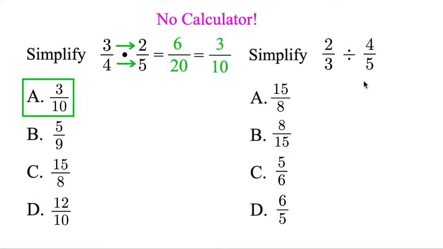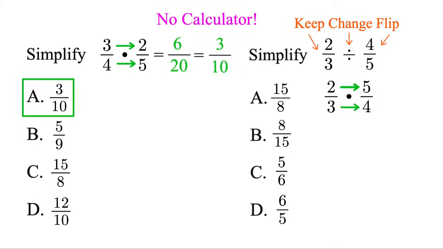The next one looks a bit atrocious, but it's not too bad, because you can always convert from a division with fractions to a multiplication using this method. You're going to keep the first fraction, change the division to a multiplication, and flip the last fraction upside down. Then you can just multiply straight across, and that'll give us 10 over 12. But once again, they're both even, so you could just cut them in half. So same thing as 5/6.